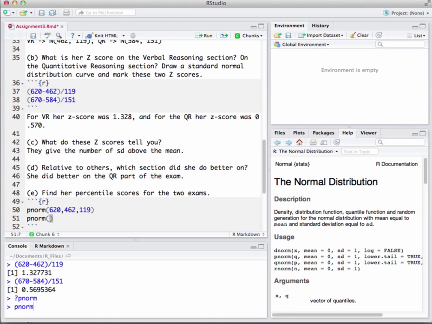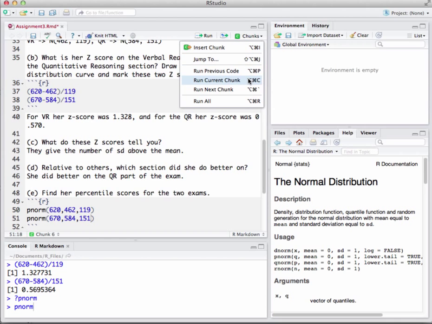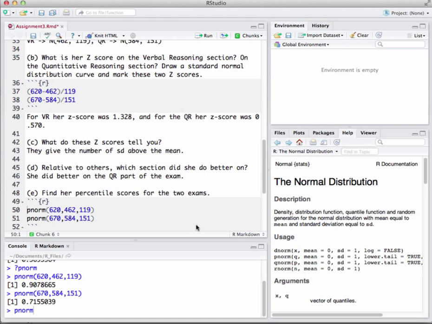And we're going to go 670. This is for the quantitative reasoning, by 584 by 151. Okay, let's run that chunk and take a look and see what those numbers are. Okay, and we get, in the first case, she did quite well with that 620, right? She got in the 91st percentile. That's what that tells us.